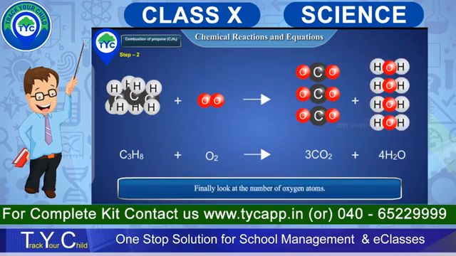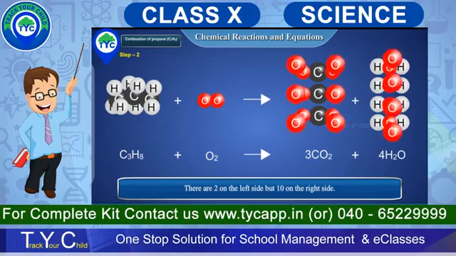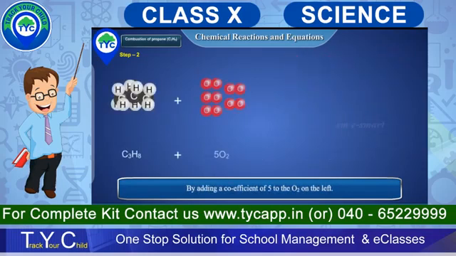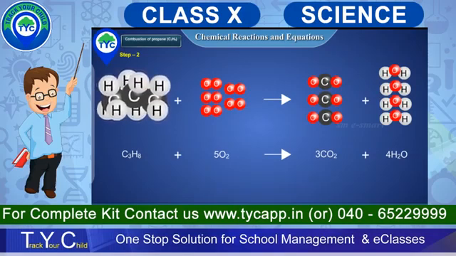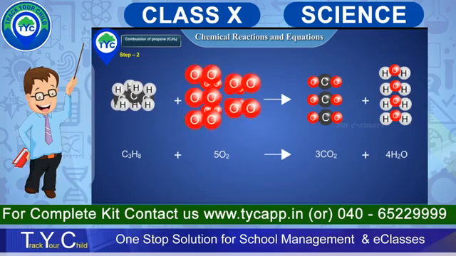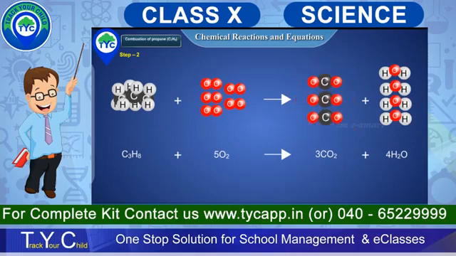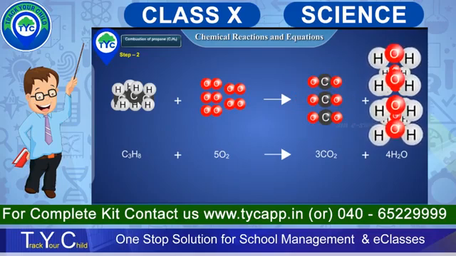Finally, look at the number of oxygen atoms. There are 2 on the left side but 10 on the right side. By adding a coefficient of 5 to the O2 on the left, the oxygen atoms get balanced. C3H8 plus 5O2 gives rise to 3CO2 plus 4H2O.